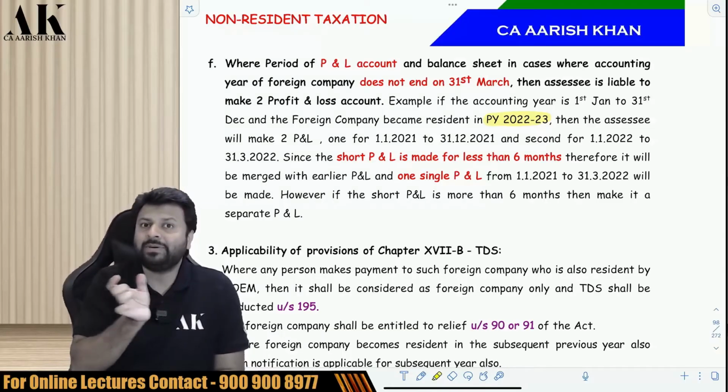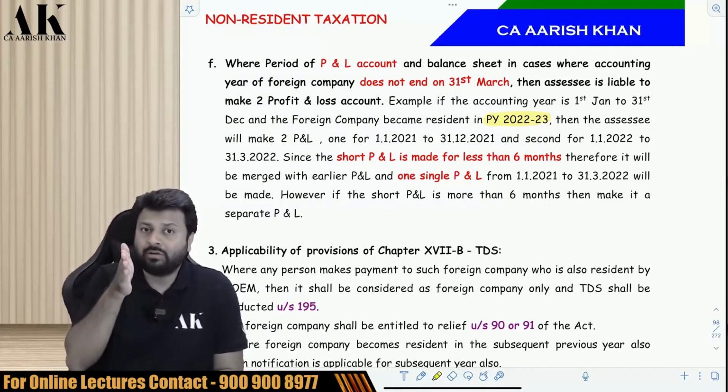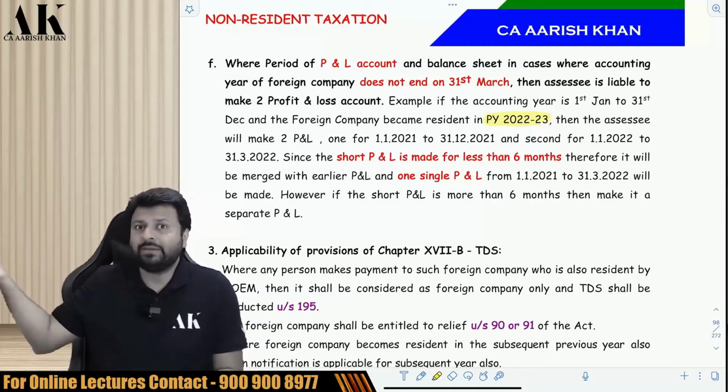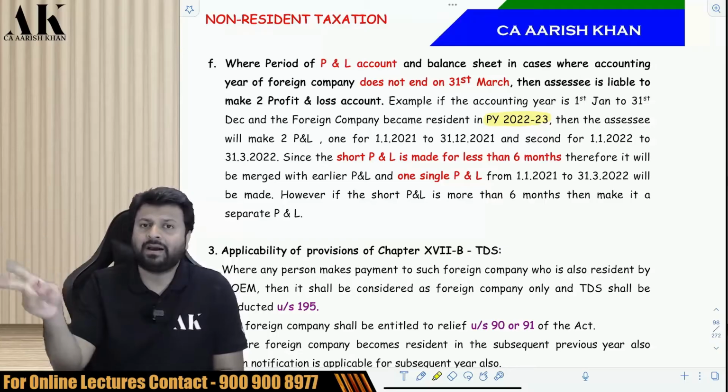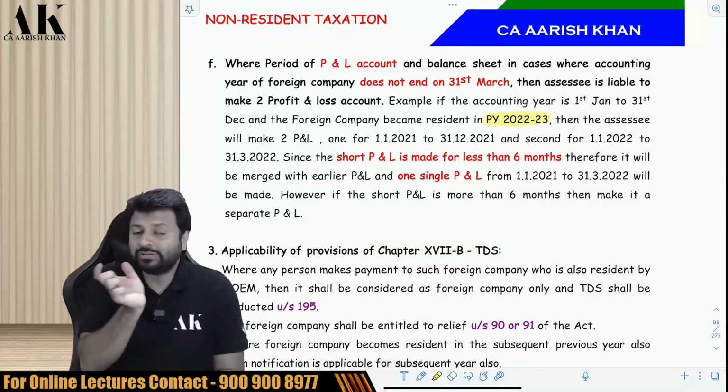The intervening period is what? The leftover period from April 22 to December 21. What is the leftover period? It is 3 months. January, February, March 2022. Then you have to see that intervening period.